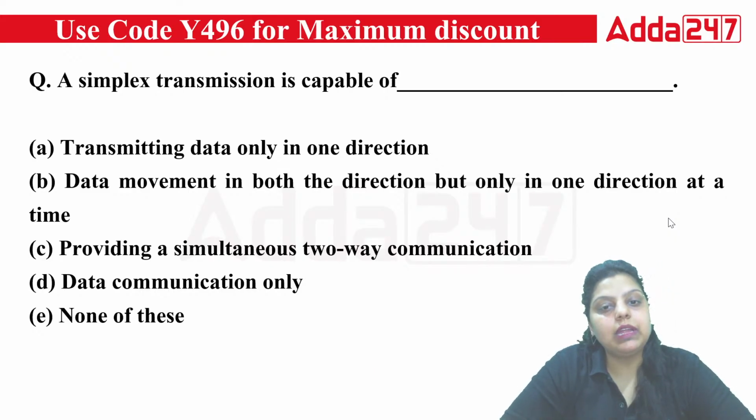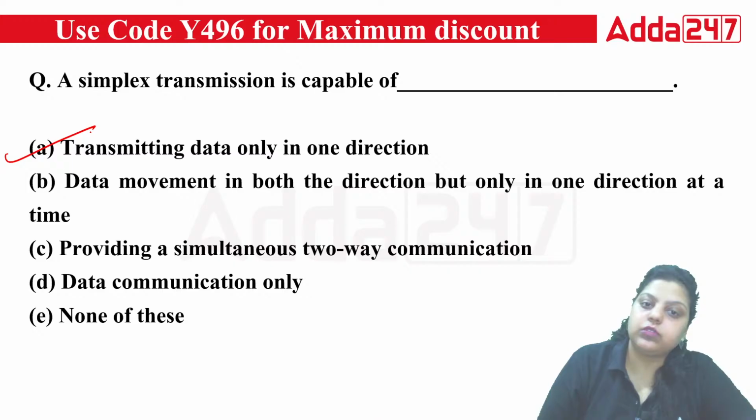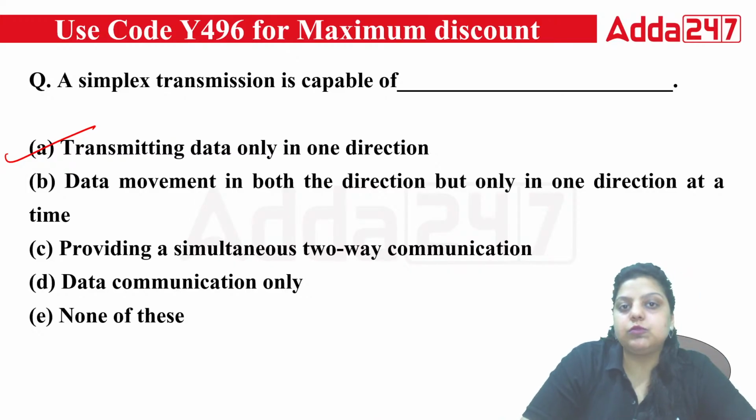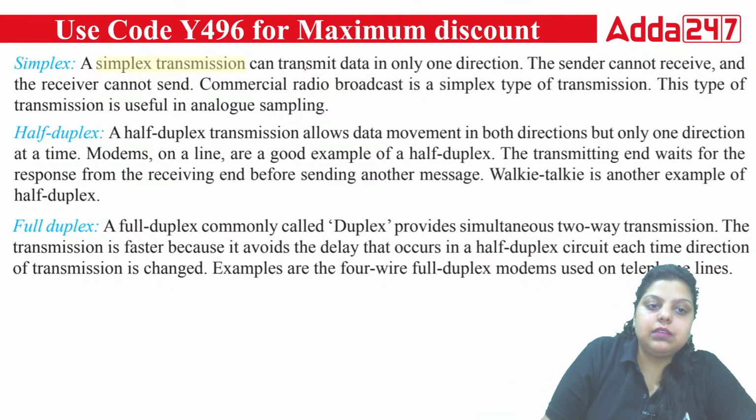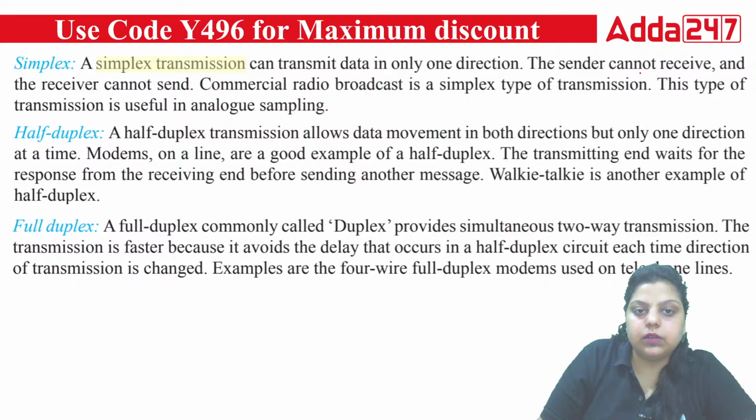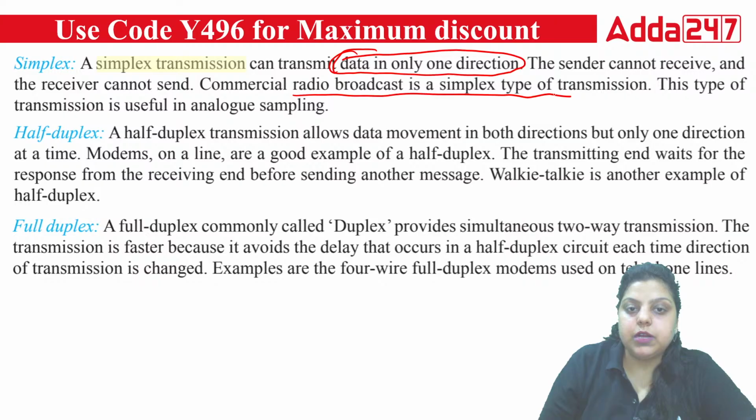So in the simplex, what happens? Data will be transmitted, but only in one direction. Transmission of data only in one direction is simplex. So the right answer will be your A option. Simplex is simply when the transmission of data is happening only in one direction. The sender cannot receive and the receiver cannot send at the same time. So commercial radio broadcast is the simplex type of transmission. This type of transmission is useful in analog sampling.